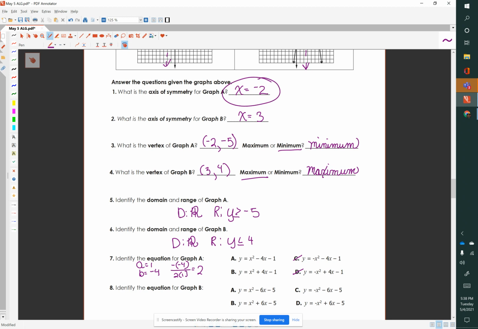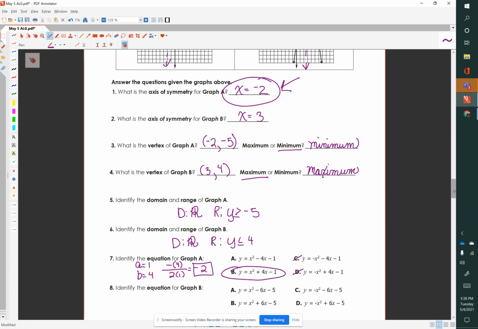So A is not the correct answer, so I'm going to erase all this work. Let's take a look and try B. With B, we have an A value of 1, but we have a B value of positive 4. So that would be negative of positive 4 divided by 2 times 1, which equals -2. And that is the axis of symmetry for graph A, so it would have to be B.